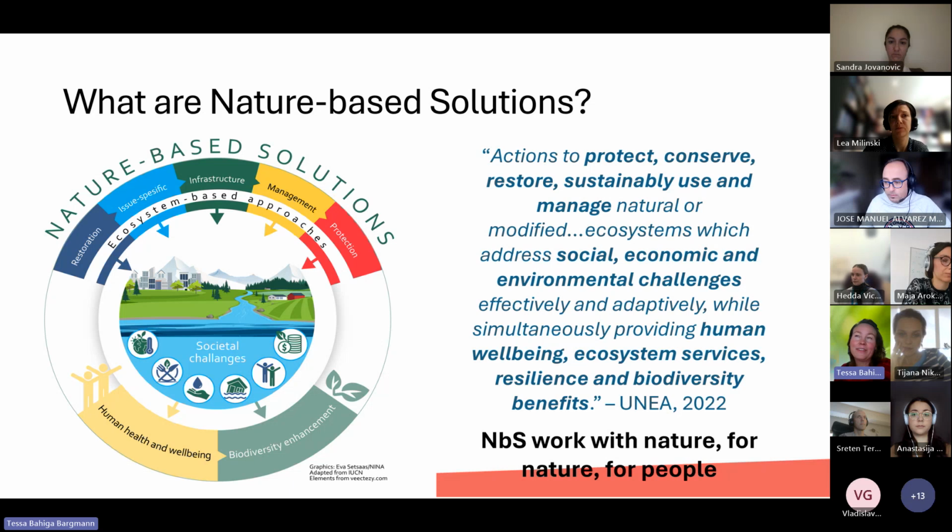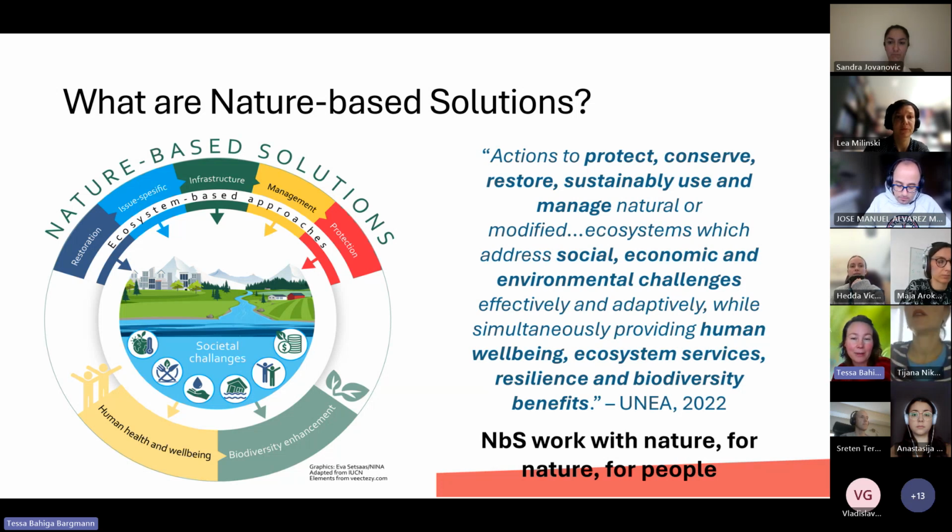They are actions to protect, conserve, restore, sustainably use, and manage natural or modified ecosystems which address social, economic, and environmental challenges effectively and adaptively, while simultaneously providing human well-being, ecosystem services, resilience, and biodiversity benefits. And again, it's a mouthful, and we have this nice infographic to kind of help think.